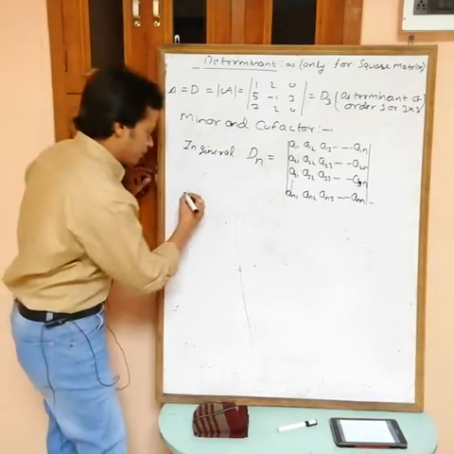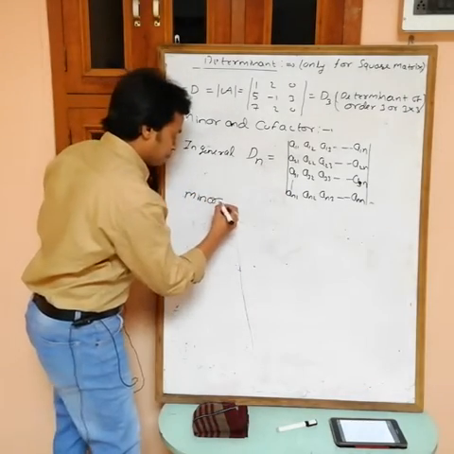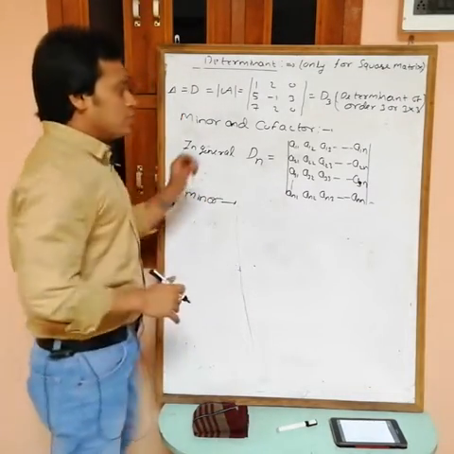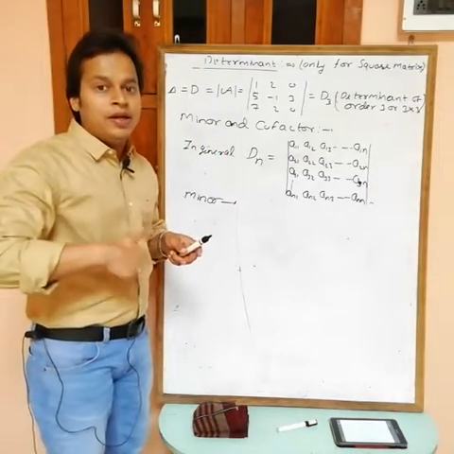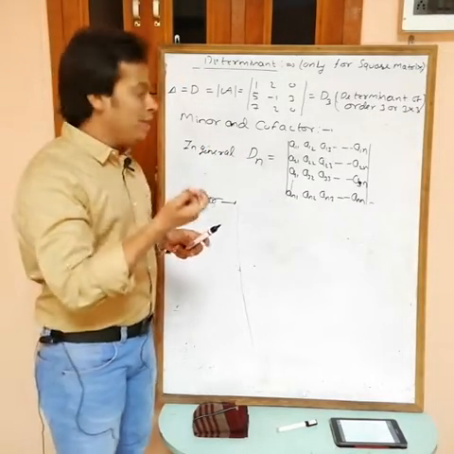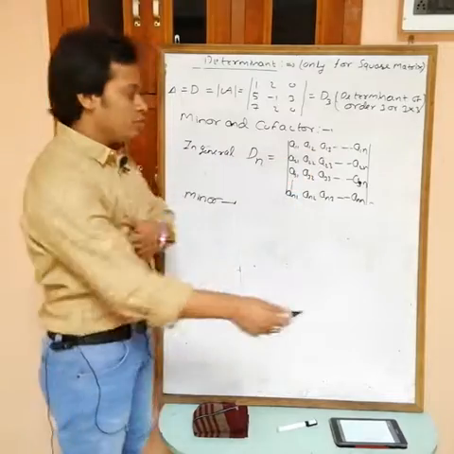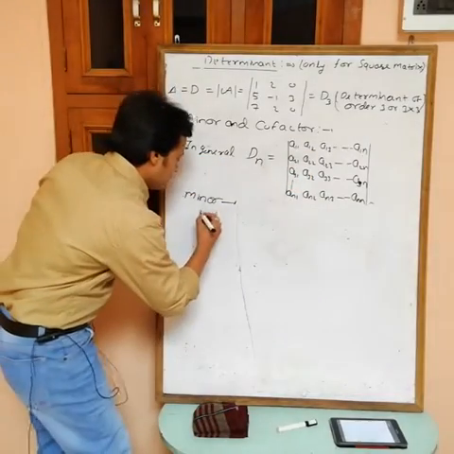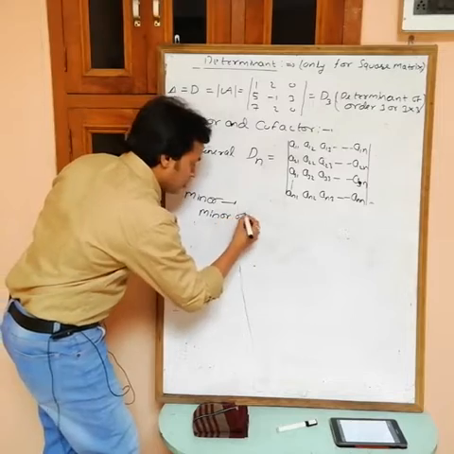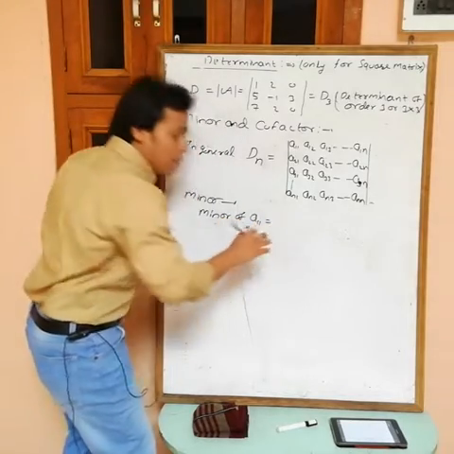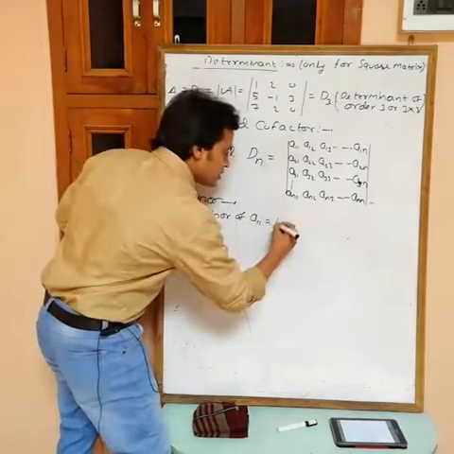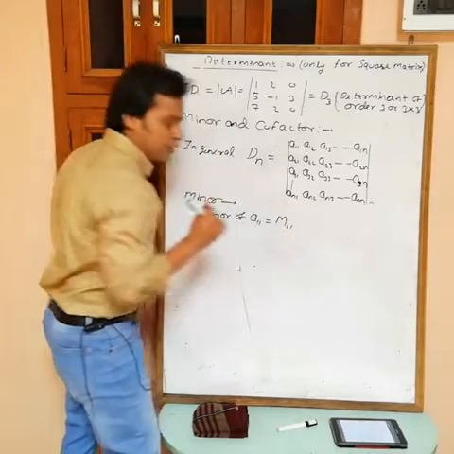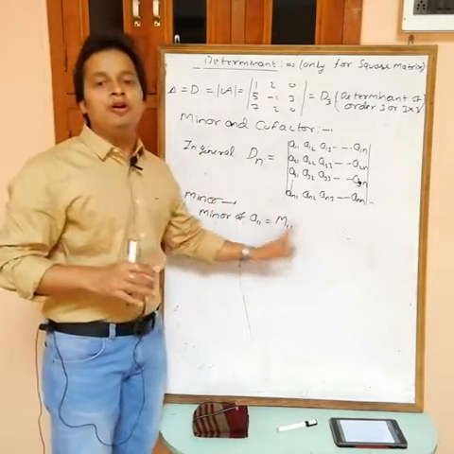Now see, first minor. Choose any element. Actually, minor and cofactor are defined for any element of the determinant. Suppose I am taking a11. I want the minor of a11. The minor of a11 is represented as M11, M for minor.